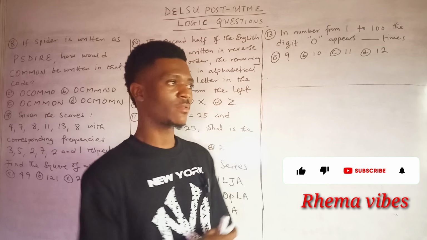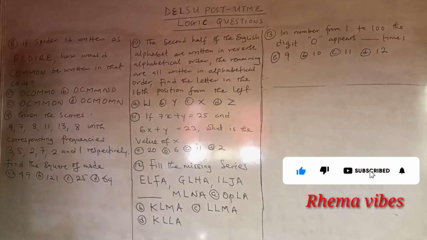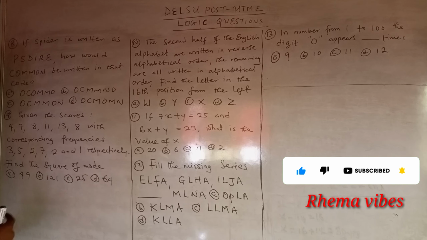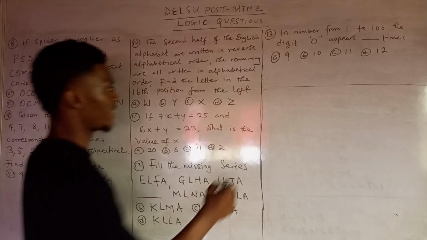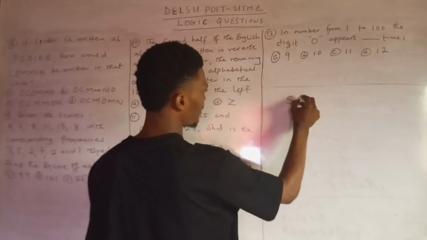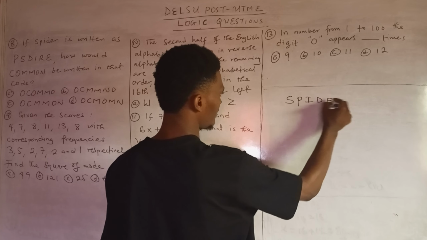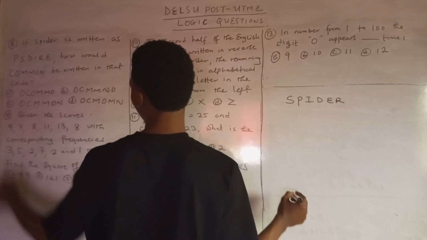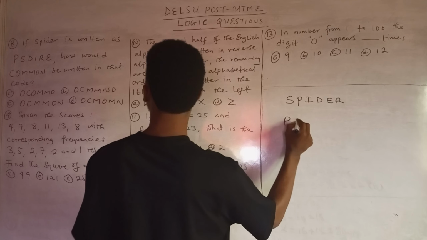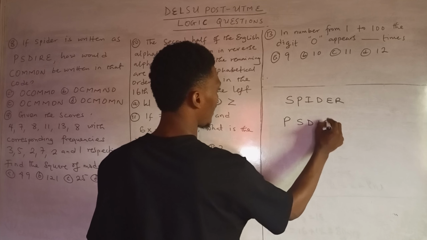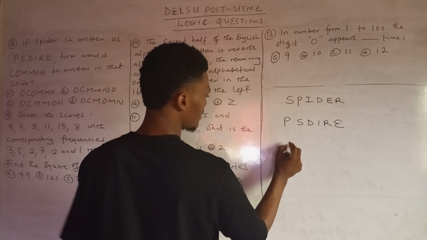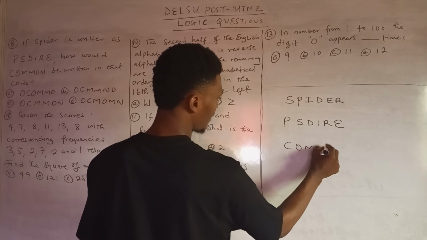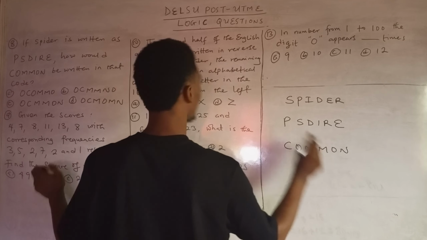Now to the next series of questions that we are going to be looking at. Number 8. If spider is written as PSDIRE, how would common be written in that code? So let's write spider. Now spider is SPIDER, and they said it is written as PSDIRE. And then they now asked, how would common, which is COMMON, be written in that code?